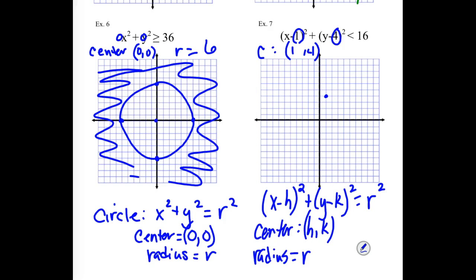What's my radius? Radius squared is 16, so radius would be 4. So from that new center point, can I go out 4 in each direction? Okay, so I'm going to just count 4 spaces. Will this be solid or dotted circle? This one should be dotted.